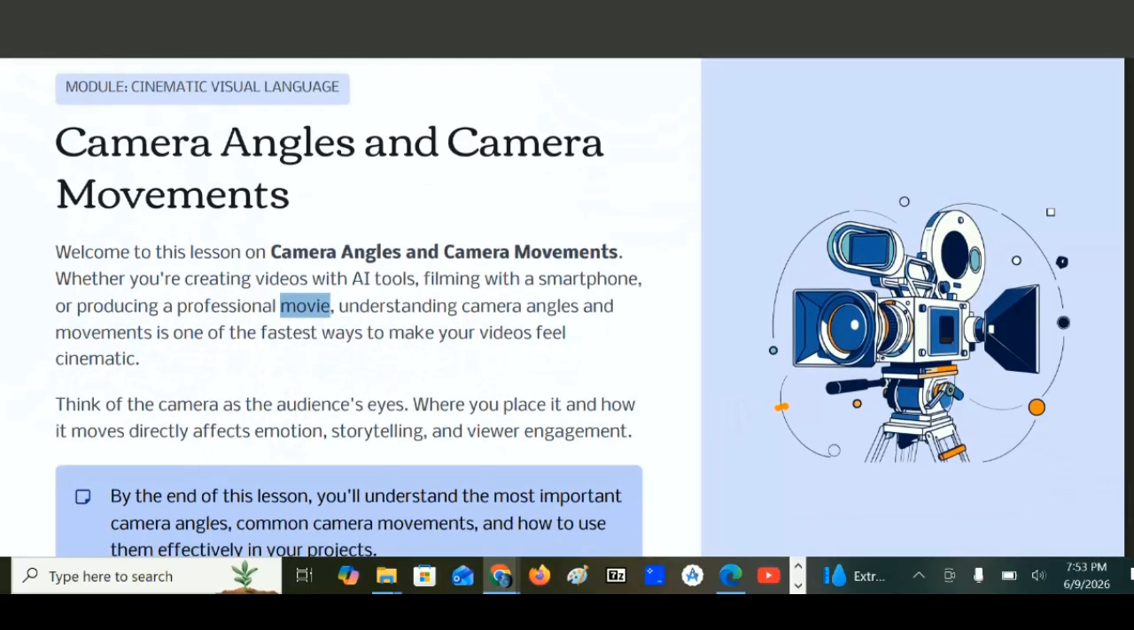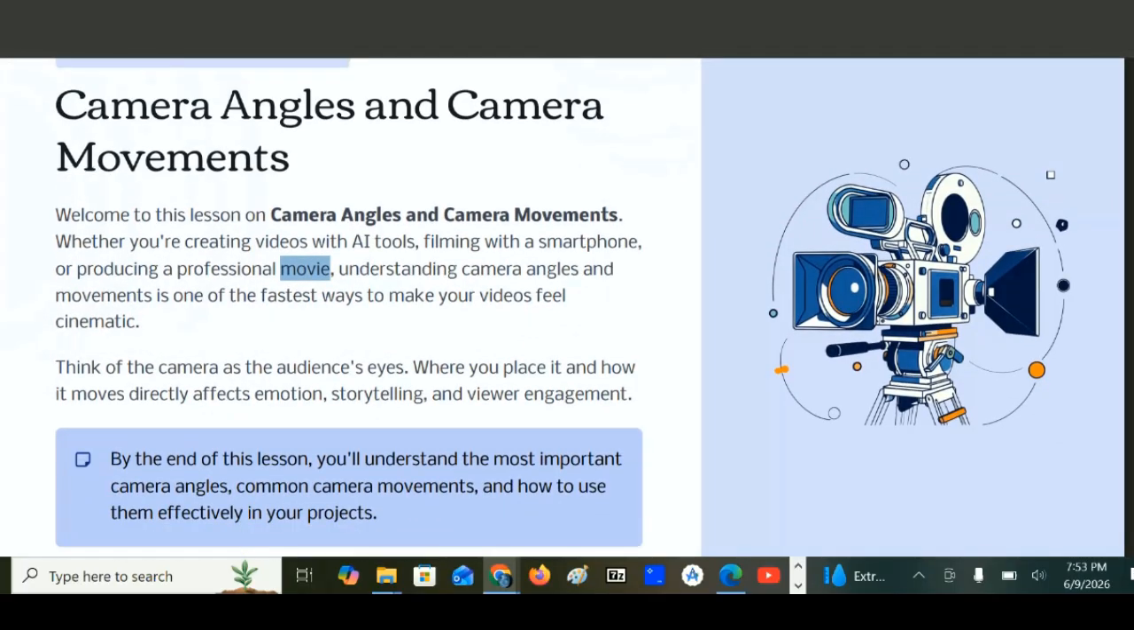Whether you are producing in real life or you are producing with AI, think of a camera as the audience's eye. Where you place it and how it moves directly affects emotion, storytelling and viewer engagement. So where you place it, that is the angle, and how it moves, that is the movement.